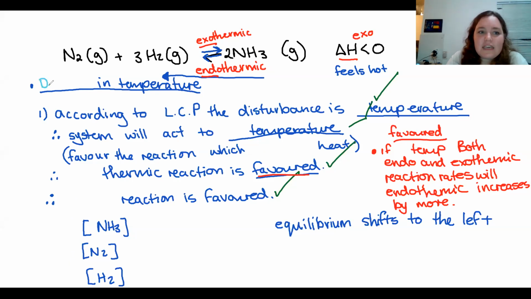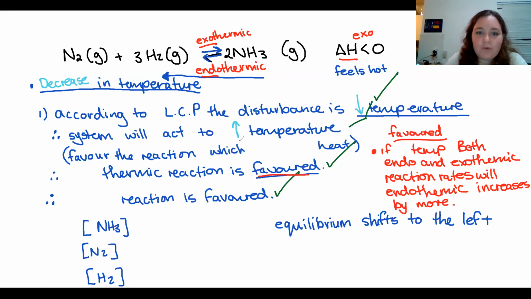What about if instead the disturbance was a decrease in temperature? Please note, the reaction is still exothermic. Just because we decrease the temperature doesn't change whether the reaction naturally is endothermic or exothermic. So, according to Le Chatelier's principle, the disturbance is a decrease in temperature. Down arrow means decrease. Therefore, the system will act to counteract the decrease in temperature, so it'll want to increase the temperature. So it wants to instead increase the temperature, okay?